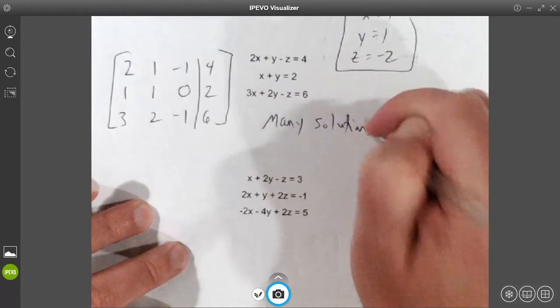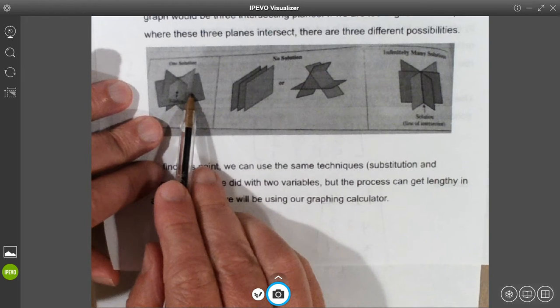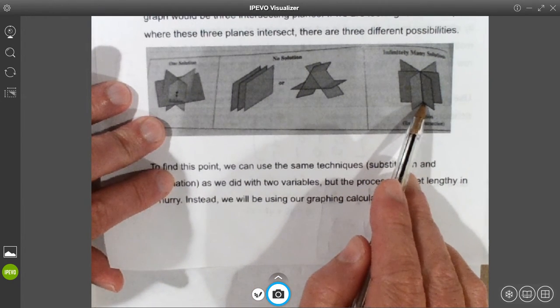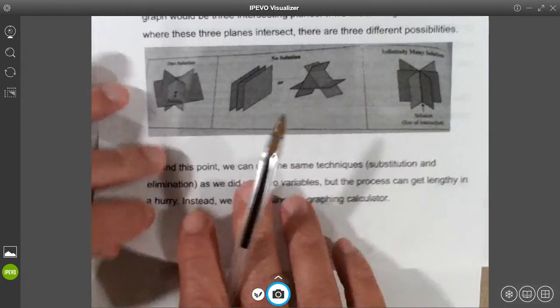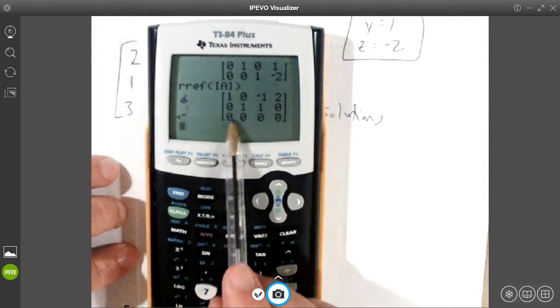Remember, we talked about the 3 possibilities here: that you may get one solution. That's what the first 2 look like. You may get many solutions. That's what this one looks like. Okay, I'll give you two guesses what the next one's going to look like. But here is what many solutions looks like: if I get a row of all zeros.